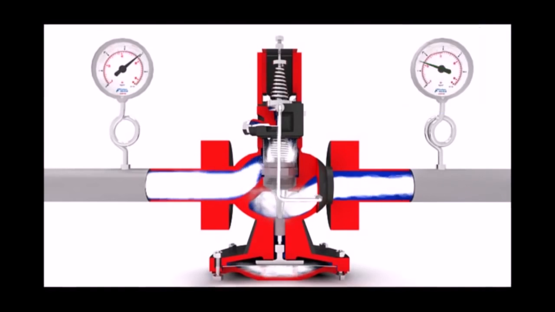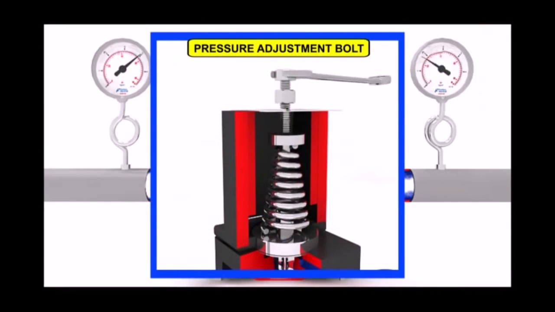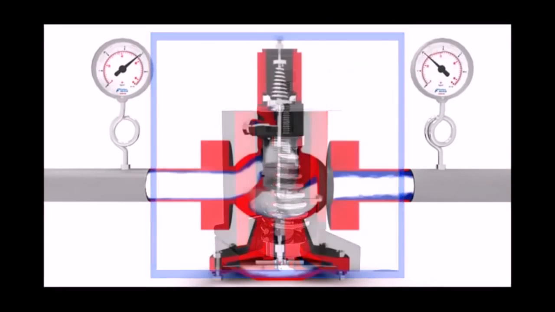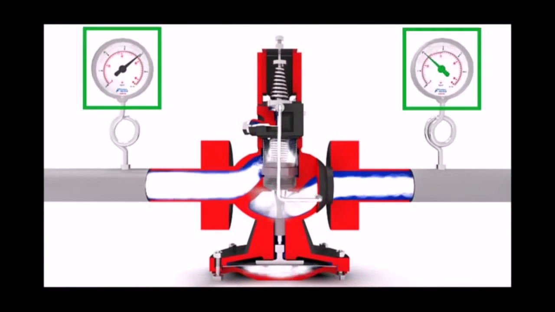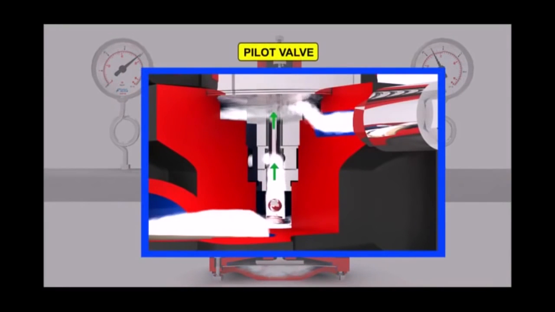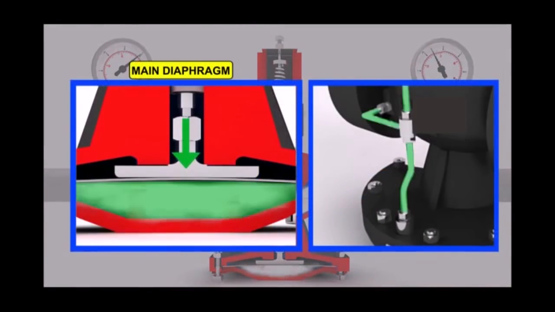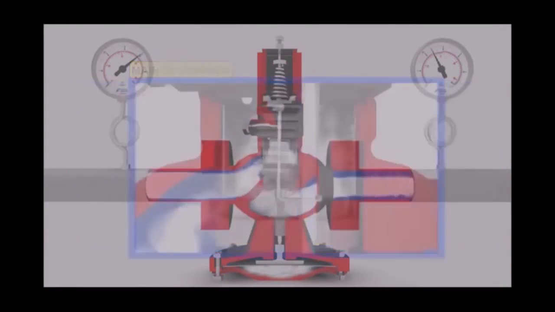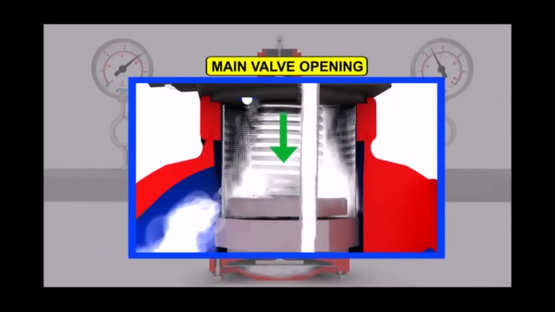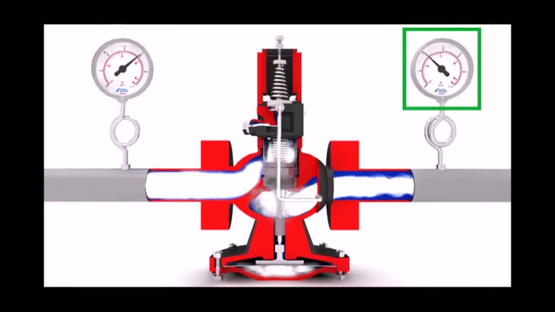To achieve the desired downstream pressure, tighten the pressure adjustment bolt gradually. Once the downstream pressure setting is done, an increase in the downstream pressure caused by a reduction in the steam load will move the pilot valve plunger upward and reduce the control steam flow under the main diaphragm, which in turn reduces the opening of the main valve and maintains the set downstream pressure.